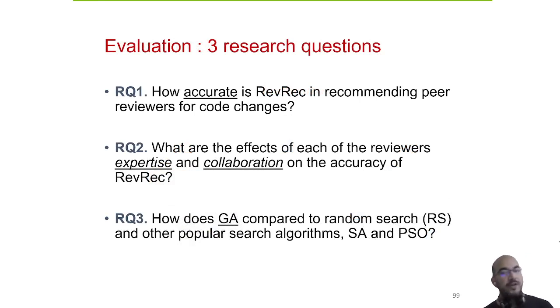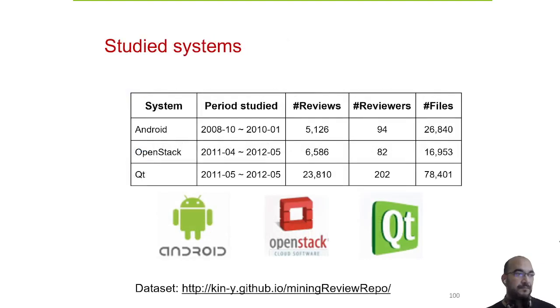To evaluate our solution, we conducted 3 main experiments. One is to see to what extent our recommendation is able to reproduce what has already been done, so to see to what extent we are correct in our recommendation. Then we will see whether the new dimension of collaboration is helpful for our solution. And also we will see whether the choice of genetic algorithm is appropriate, given the comparison with other search algorithms.